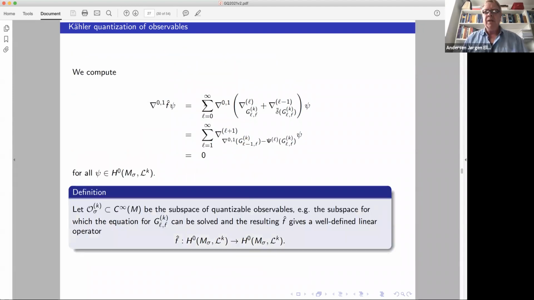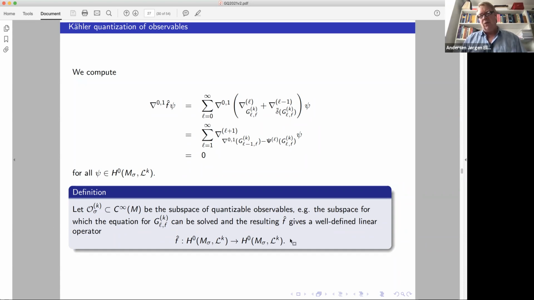So let me just show you the little argument. If I just formally, for the moment, not worry about convergence, just look at the d-bar operator applied to that, and I formally move the d-bar operator inside the sum, and I apply my formula, then the recursive equations are exactly made in such a way that this tensor here is 0, so I get 0, so it preserves holomorphicity. And so that allows me to define a subspace of the observables, namely, I call it O_K sigma. This is the space of quantizable observables. These are the spaces exactly for which these tensors here can always be found, and the resulting operator really gives you a well-defined linear map here.